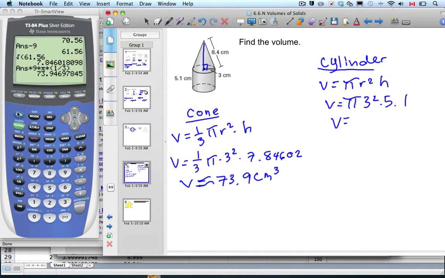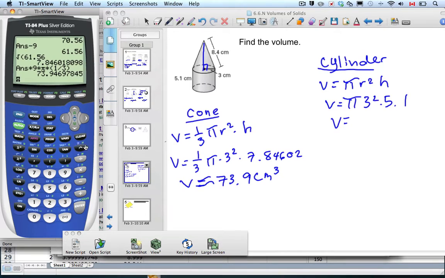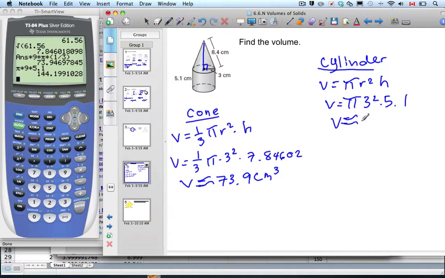So we have pi times 9 times 5.1. And we get about 144. Are we going to round to 3 significant figures now? Actually, when we did the 73.9, we probably should have kept an extra decimal place there. So we put the two together. We had to keep that to 3 significant figures. And we can see the value right here.